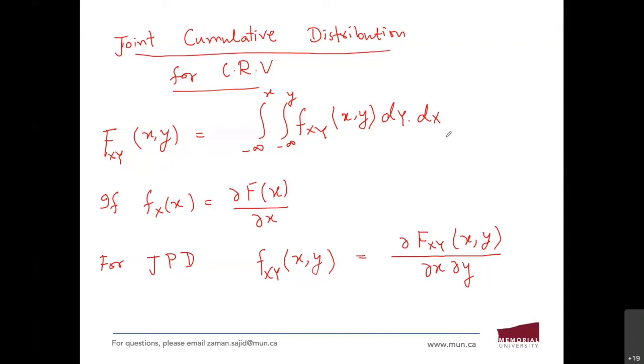JPD is the joint probability distribution. Okay, I can write it down here. This term is the joint probability distribution.